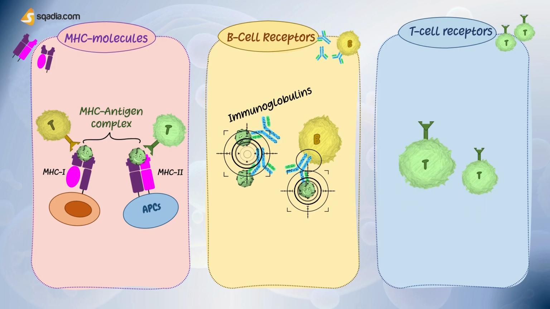These TCRs somewhat resemble BCRs in structure, but they are always found in a bound state over the surface of T cells. And unlike BCRs, they do not recognize the antigen alone, but they need an MHC antigen complex. Only then can they bind with the captured antigen and take necessary actions against them.